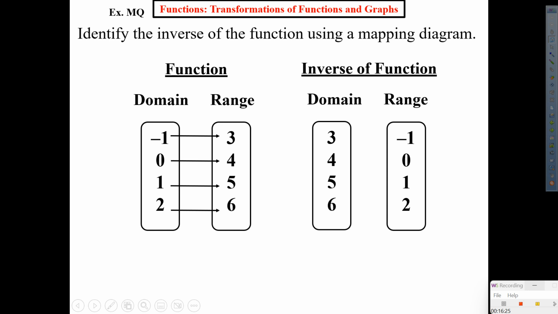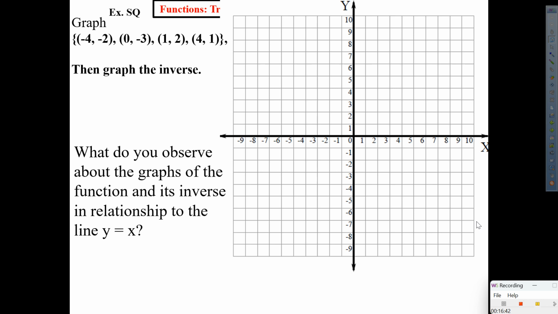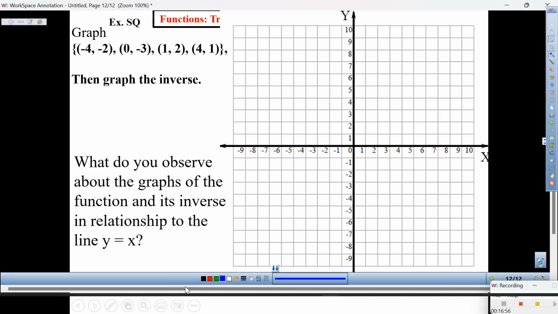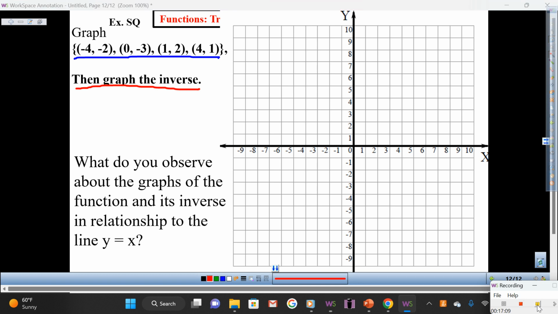Okay? Next, get your graph paper in front of you. Copy this one at the top left. Example super cube. It says graph -4, -2, 0, -3, 1, 2, and 4, 1. If you have your pens, write that in blue. And then we're going to do the inverse in red. So copy that first, and then we'll get started. Copy and go.